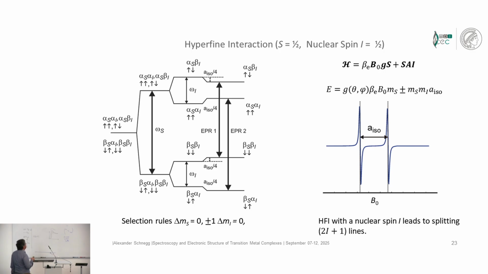Important is that the hyperfine interaction modifies the energy levels, and this leads to a splitting of our EPR spectrum, which can be calculated by this equation. And the number of splittings is directly related to I, the nuclear spin. So since we have a spin I = 1/2 here, we have two lines. But if you would have I = 1, then we would have 3, and so on and so forth.